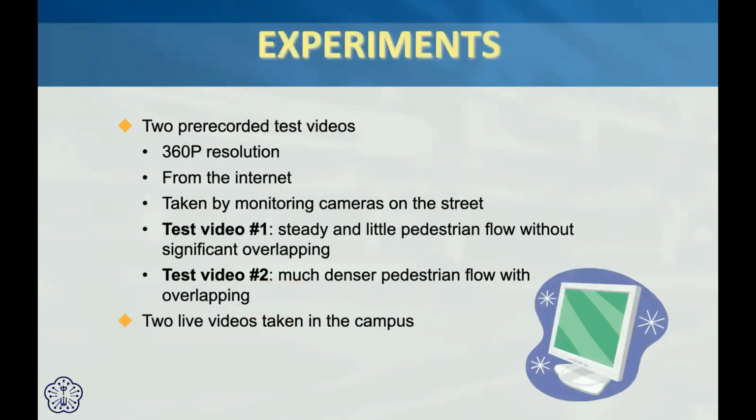After we developed all the methods, we conducted a couple of experiments. Two pre-recorded test videos and two live videos taken on the campus were involved. In test video number one, there is a steady and small pedestrian flow without significant overlapping. But for test video number two, the pedestrian flow is higher and a lot of overlap phenomena can be found.